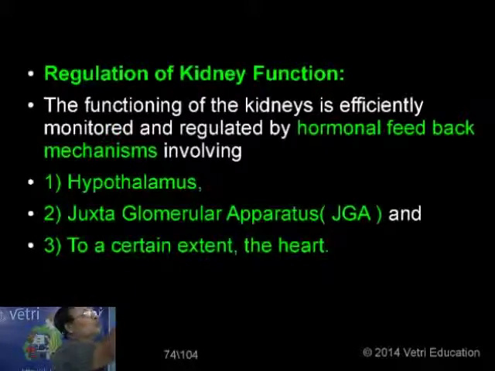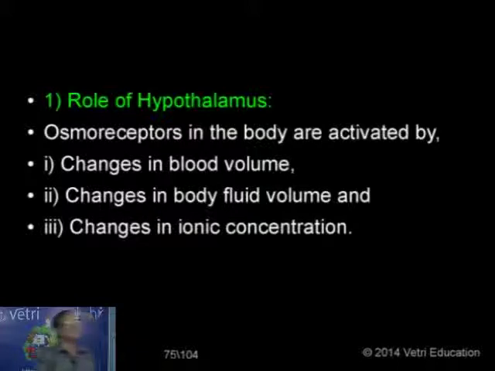Now let's see what is the role of the hypothalamus. Normally, osmoreceptor cells are found in the hypothalamus. These osmoreceptor cells are stimulated or activated by certain factors: when there is a change in the volume of blood, when there is a change in the volume of body fluids, or when there is a change in ionic concentration. When these three factors change from the normal optimum level, the osmoreceptor cells are activated.